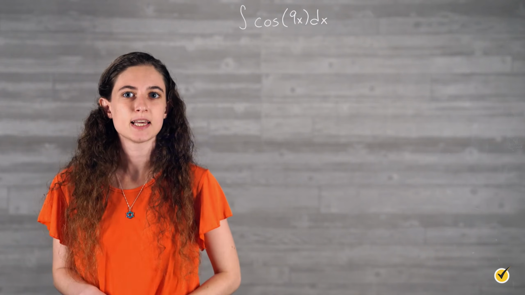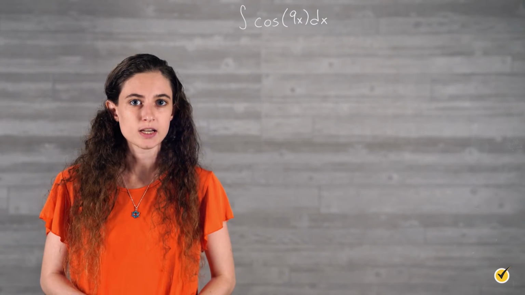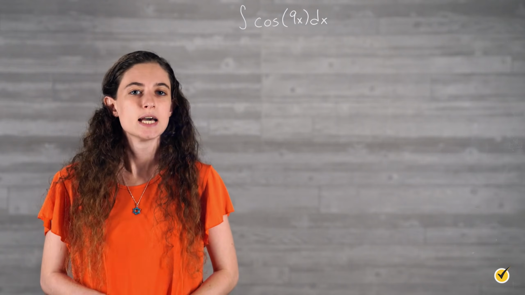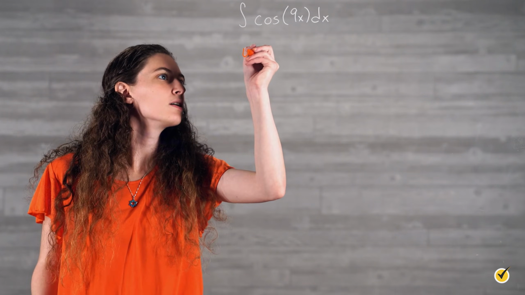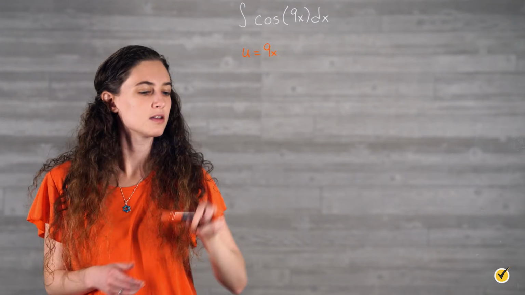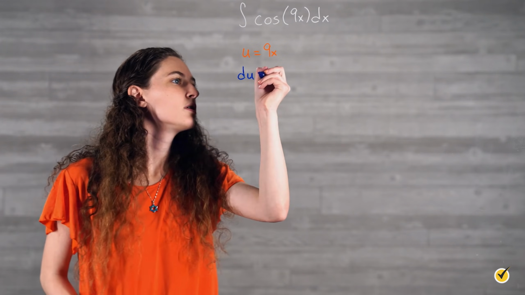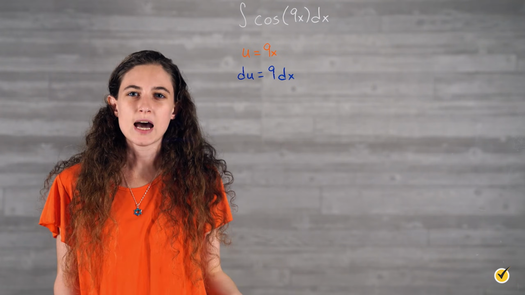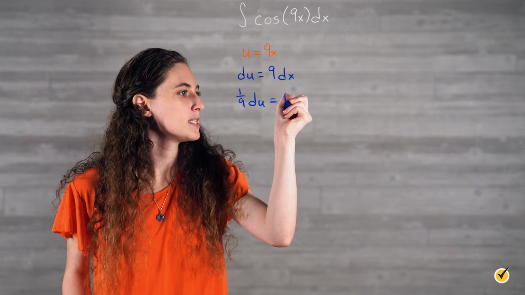The temptation here is to say that the answer is sine of 9x plus c, since we know the derivative of sine x is cosine x. But we need to account for the 9x in the parentheses since it is a function. Clearly, we can't make u equal to cosine of 9x because there's no negative sine function in the integral. So if our u is equal to 9x, then du must be equal to 9 dx. But there's not a 9 in our function, so we're going to take 1/9 du is equal to dx.